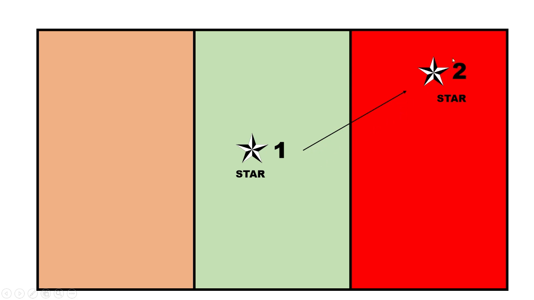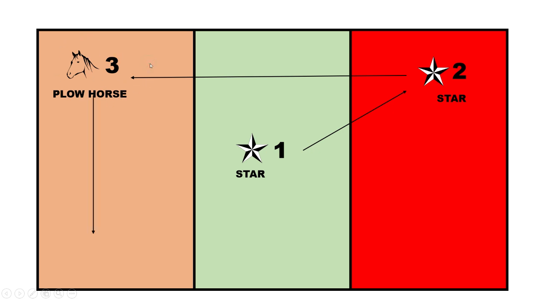Next, normally the eye goes to the right top corner. This area is also meant for star category items. And then next, the eye will move to the extreme left side corner on top. This is the area where you can put the plow horse items. And then the next movement of the eye will be to the bottom corner on the left hand side. There also you can put the plow horse items.